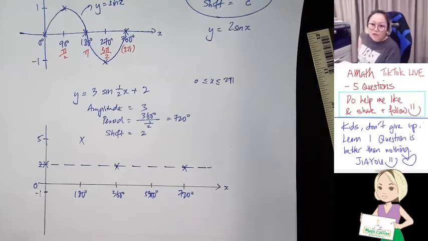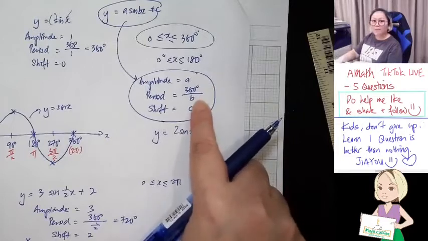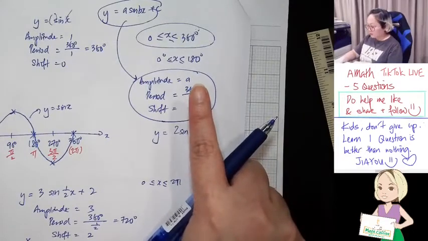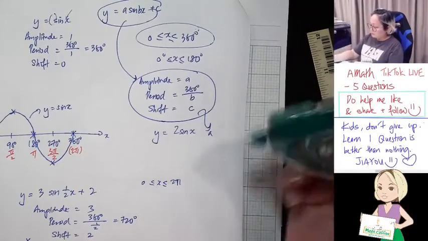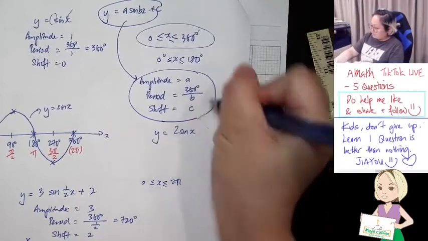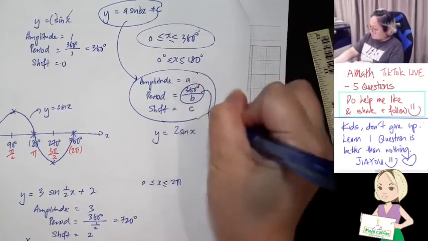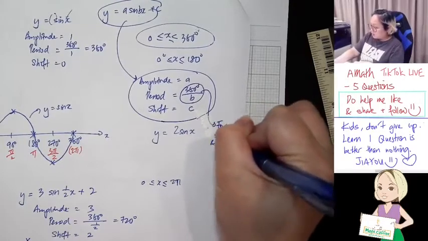I will talk about tangent graph later. Yes, tangent is 180, not 360. That's why I mentioned just now, period 360 divided by b, you only apply for sine and cosine. I should write here. This part. For sine and cosine.